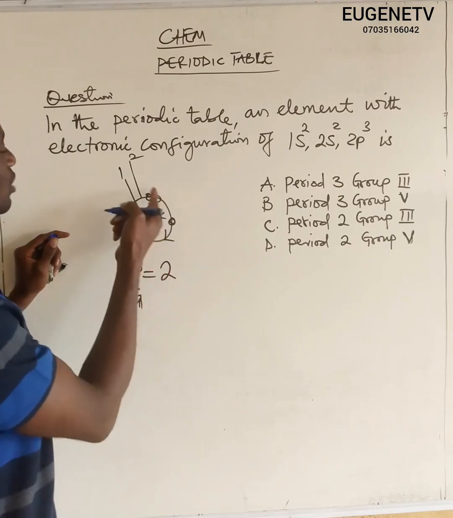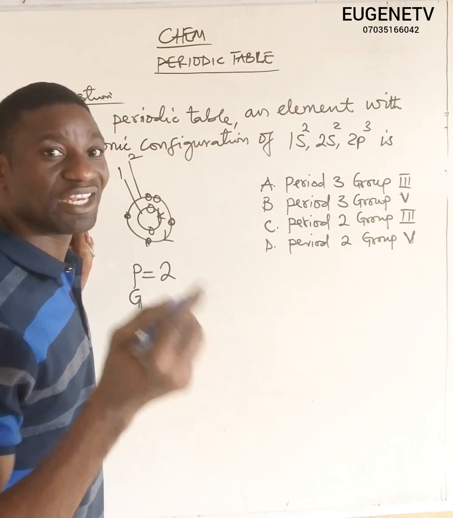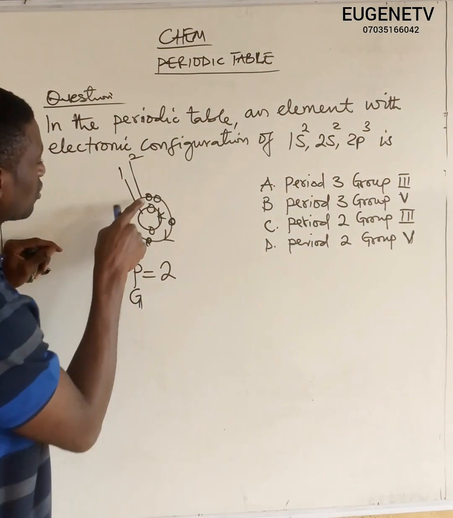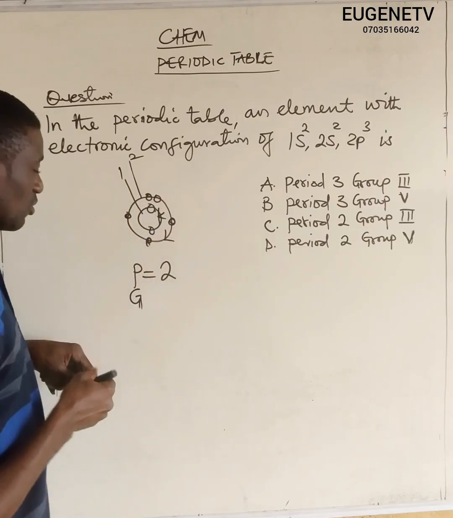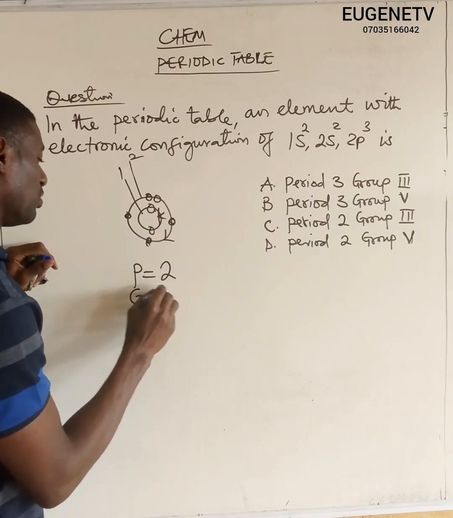And I've also said that the total number of electrons in the outermost shell, which we refer to as valency shell or valency electrons, tells you the group to which it belongs. Let us count the total number of electrons: 1, 2, 3, 4, 5. So this element is going to belong to group 5 of the periodic table.